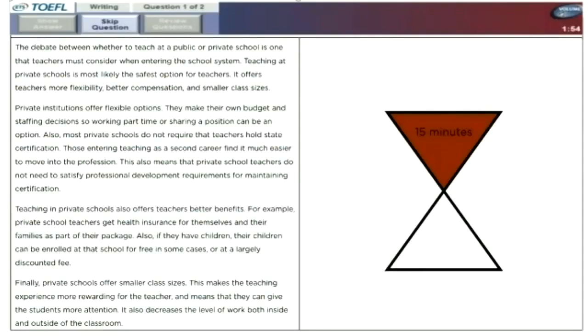Now, next step is writing. So you're going to use your notes that you just took from the listening, and you're going to see the reading passage displayed on the left of the screen. So it's going to look something like this. And I'm going to give you 15 minutes to use your notes and the structure that we just looked at, including the vocabulary, to write your response.